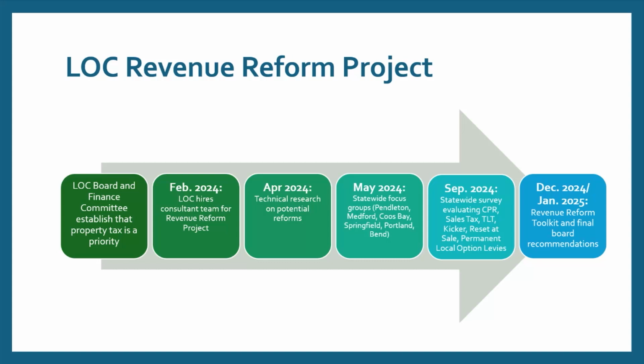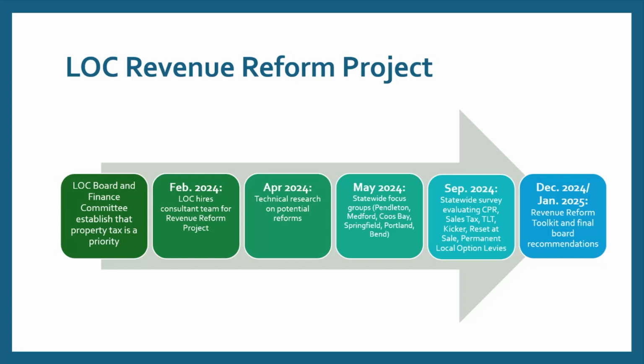So we hired our great consultants led by Christian Gaston, who's here today, to help with the project. So a little bit of the project timeline, we hired our consultants in February of 2024. In April of 2024, we did technical research on potential reforms that could help cities' budget holes. This was both in the property tax system and outside of the property tax system and just general tax structure of Oregon. Things like the kicker were evaluated and other things like a sales tax. Then we did statewide focus groups. We did 6 focus groups in Pendleton, Medford, Coos Bay, Springfield, and Portland. And we got lots of good information on all of this technical information.